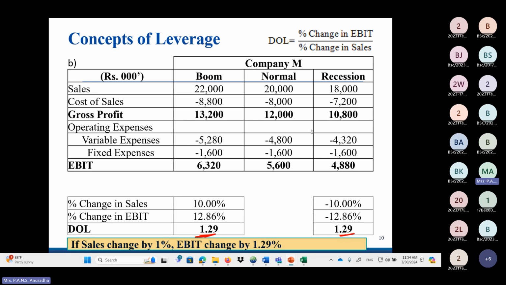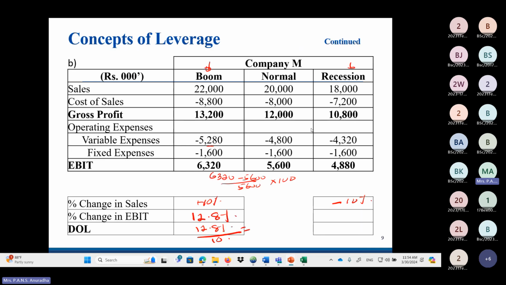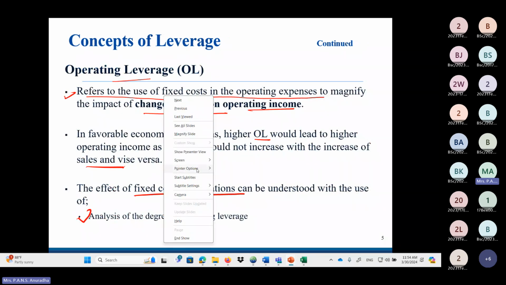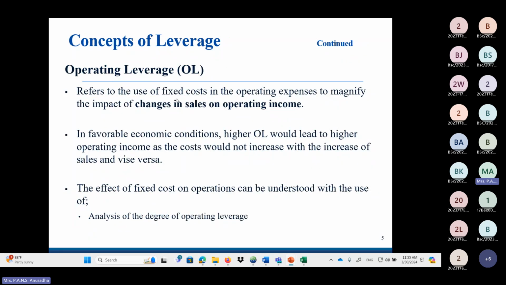So that is the operating leverage. So I'm going to the definition again. What is the operating leverage? It refers to the use of fixed cost in the operating expenses to magnify the impact of changes in sales on operating income. You may read it again. What is the operating leverage? Use of fixed cost in the operating expenses to magnify the impact of changes in sales on operating income.